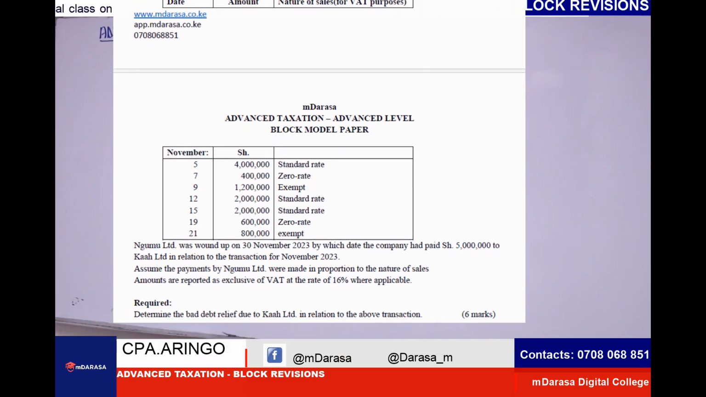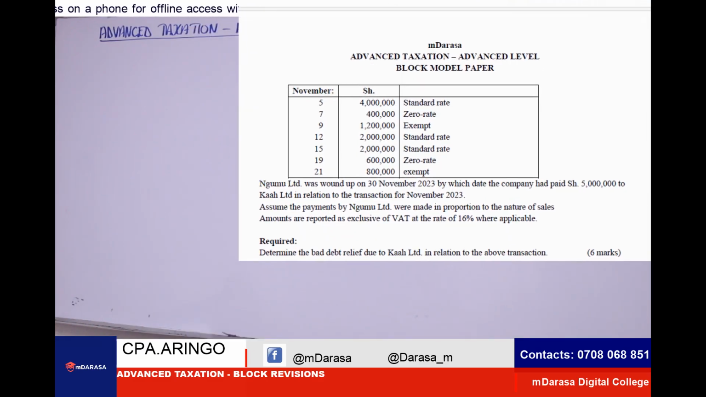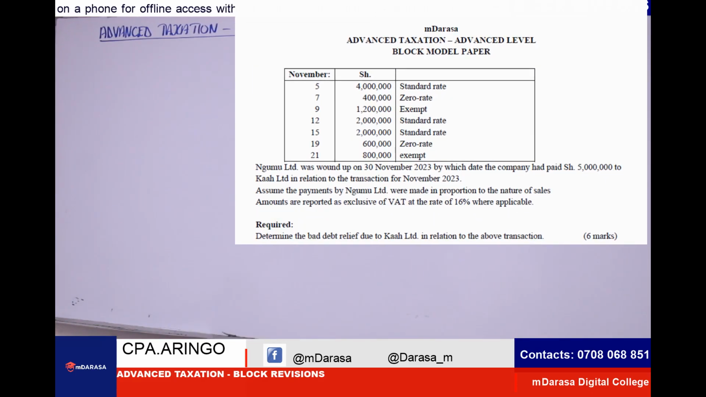We are given the details below, where we have date, amount, and nature of sales for VAT. These are the details given, for the month of November, from 5th to 21st. We are told Ngumu Limited was wound up on 30th November 2023, by which date the company had paid 5 million to Car Limited in relation to the transaction for the month. We are told to assume the payments by Ngumu Limited were made in proportion to the nature of sales.